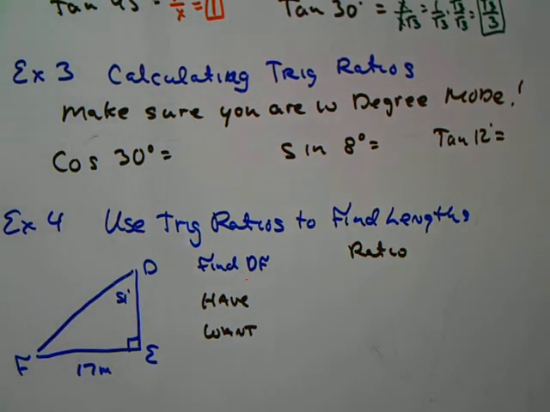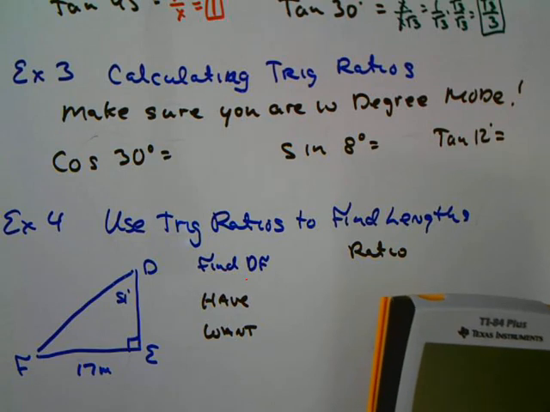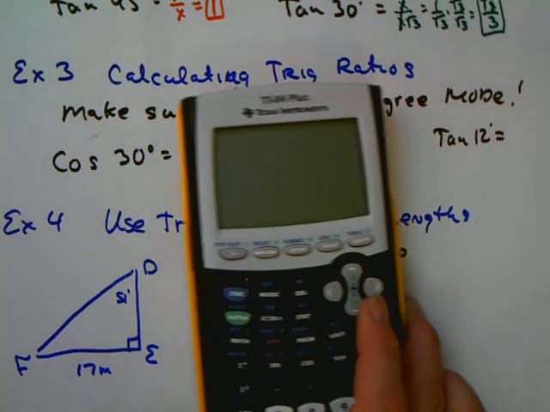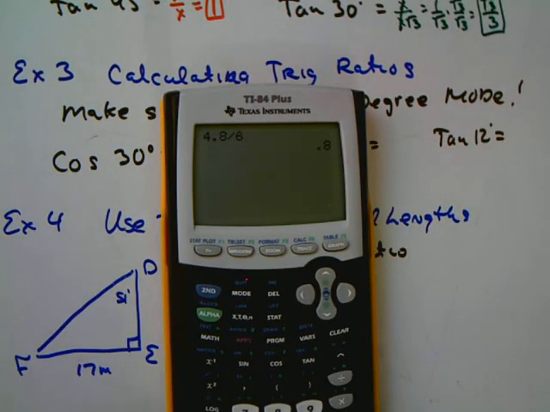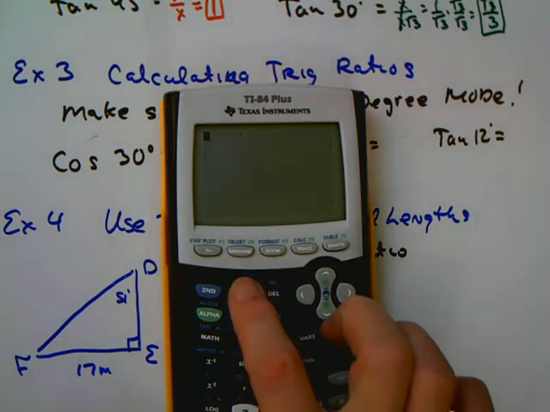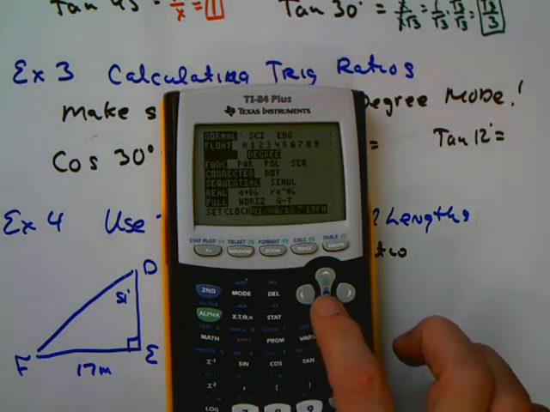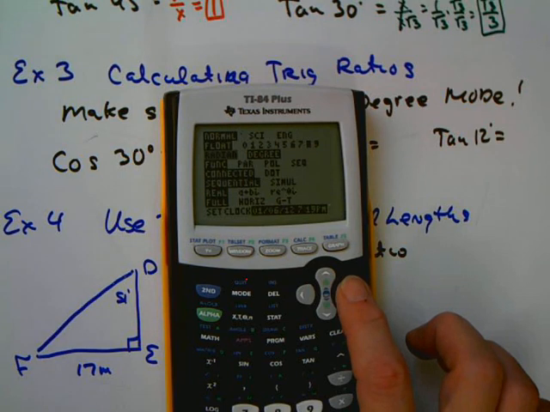Those are all built into your calculator, but there are two ways to measure angles, in degrees and radians. If we're going to do it in degrees, we need to make sure we're in degree mode. So the first thing we're going to do is turn on our calculator and go to mode. Notice we have radian mode as a choice, and we have degree mode as a choice.